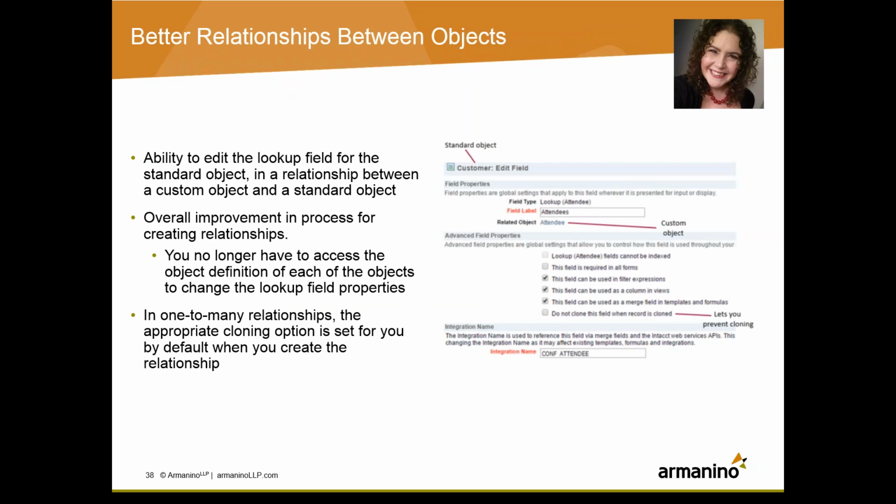And the last update under other enhancements, for those of you using platform services, we now have the ability to edit the lookup field for a standard object in a relationship between a custom object and a standard object. For example, between the attendee custom object and the standard customer object. So the benefit to this is you can change the field label as well as the integration name. Previously you could not for the standard objects lookup field.